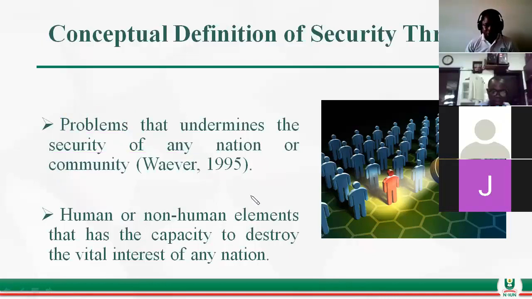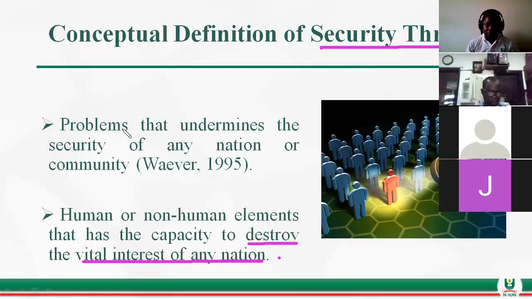All right, now the second aspect is that security threats are human or non-human elements that have the capacity to destroy the vital existence of any nation. Now, by this second definition, we are getting the perception that security threats cannot just be caused by human beings. Security threats can also be caused by non-human elements, things that are not human beings, all right? So when we begin to look into the types of security threats, we'll be looking at the human and non-human types. Anything, whether human or non-human, that has the capacity to destroy the vital interest of any nation is a security threat. Okay?